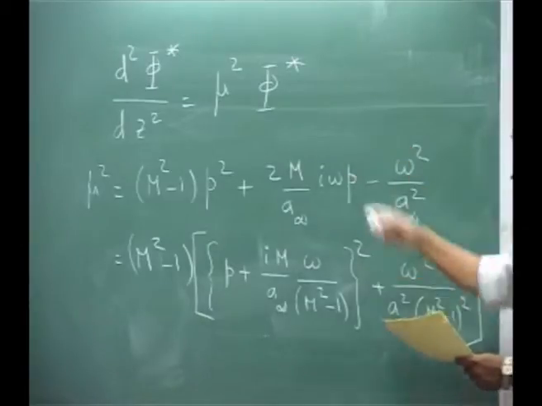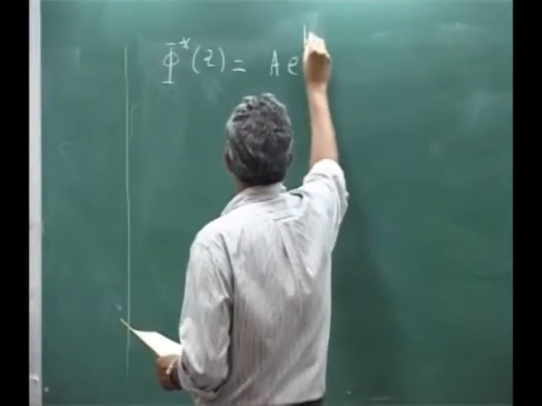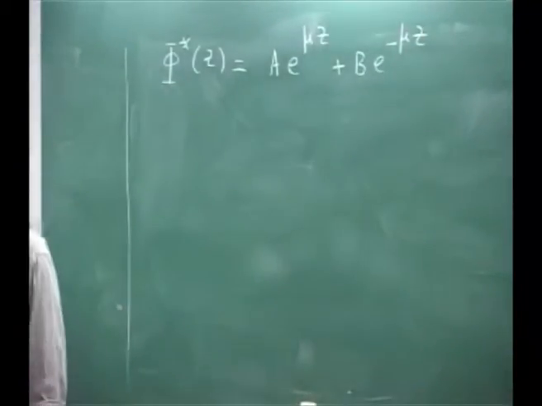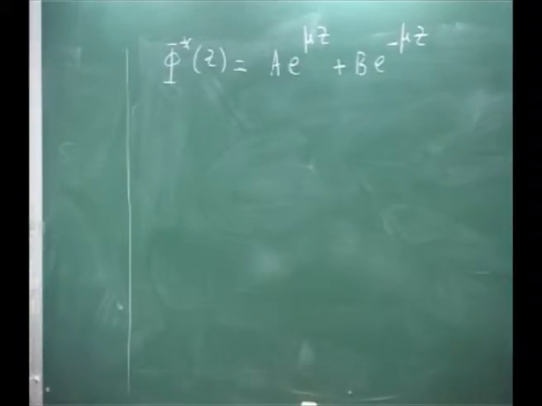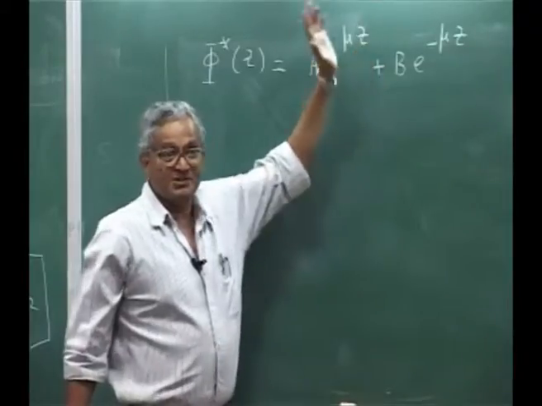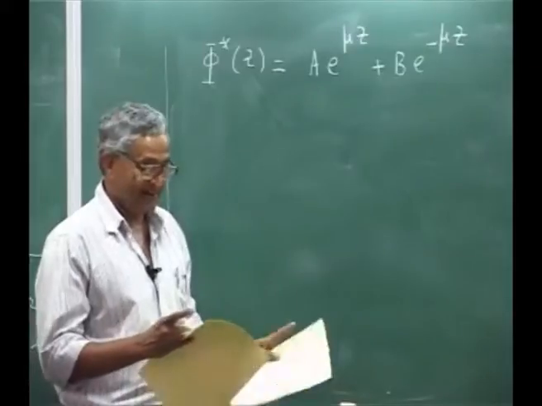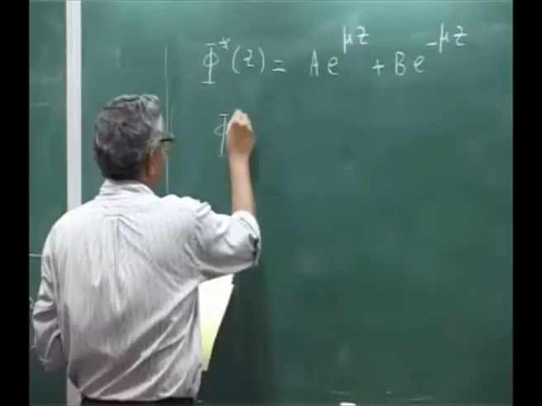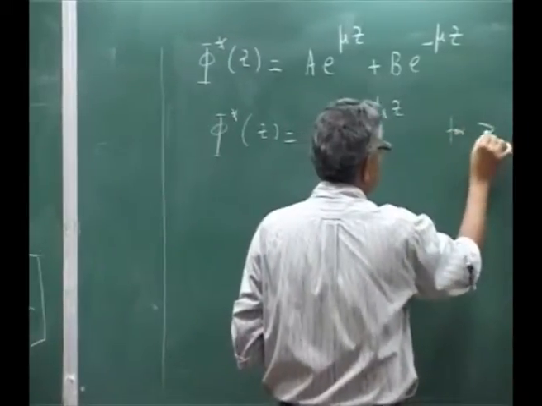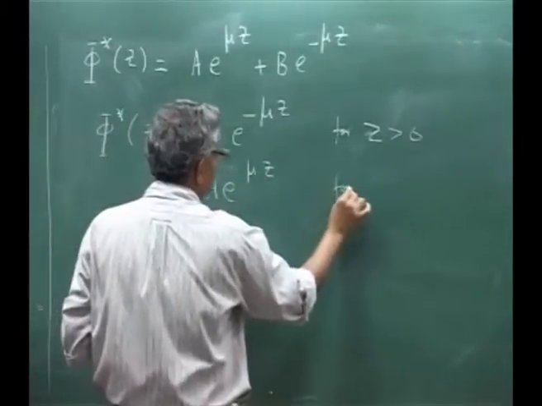The solution of this equation is P star z is a e to the power mu z plus b. Now if my z is positive, this is where the radiation condition you will apply. If z is positive, as z increases, what will happen? This will keep on blowing up. Therefore, my solution should be, I will write like this: P star z is equal to b into e to the power minus mu z for z greater than 0, and this is equal to a e to the power mu z for z less than 0.